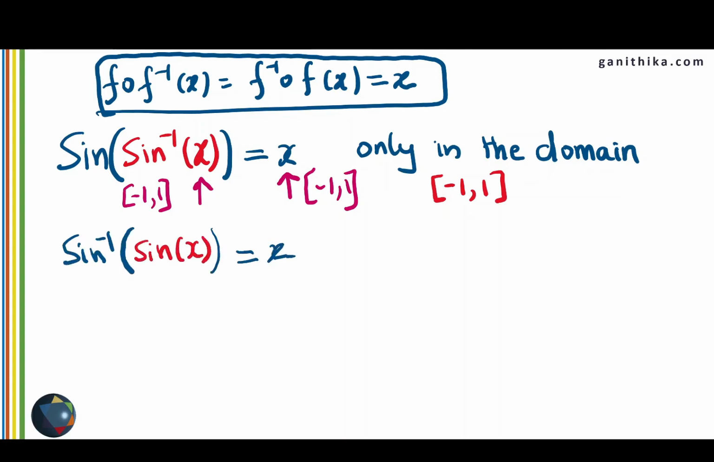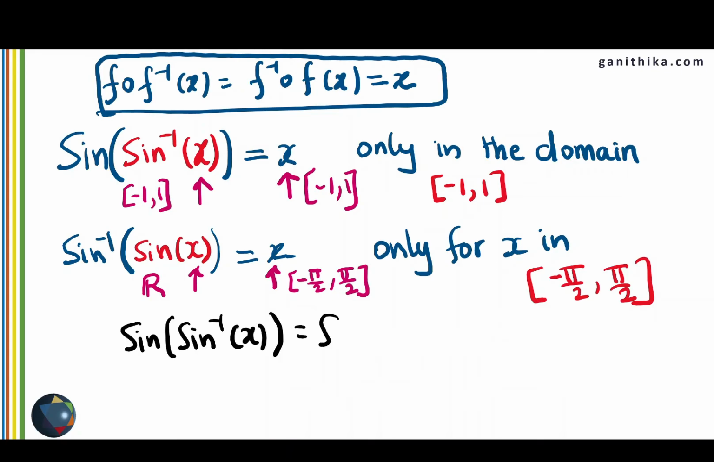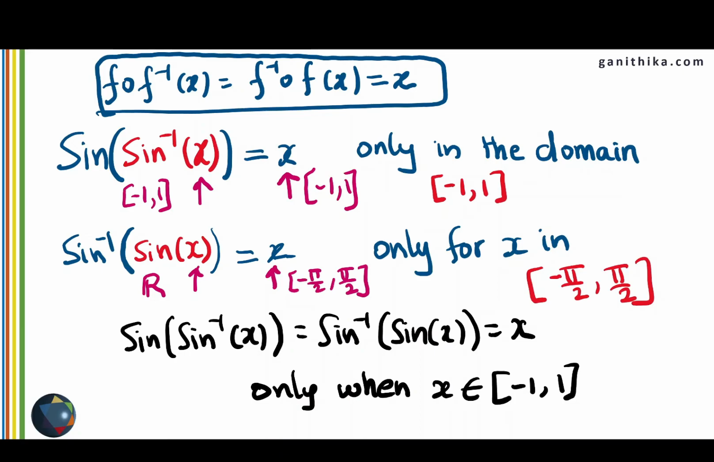Consider this composition. Sine inverse of sine of x is equal to x. In this case, the x here is in the domain of sine of x, which is all real numbers, whereas the x here is in the range of sine inverse of x, which is minus pi over 2 to pi over 2. Therefore, this is only possible in the smaller interval, which is negative pi over 2 to pi over 2, both inclusive. Remember, pi over 2 is 1.5. Therefore, this interval is approximately equal to negative 1.5 to 1.5. So both of them can occur simultaneously only when x is in the smaller range of these two intervals, which is negative 1 to 1.